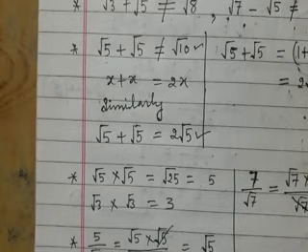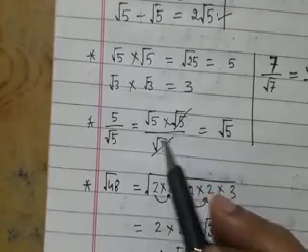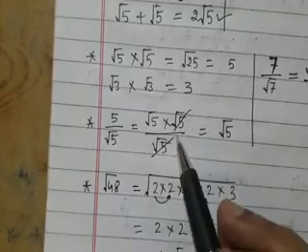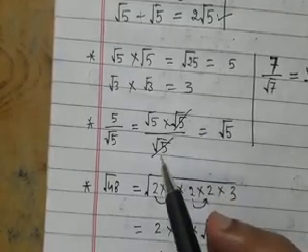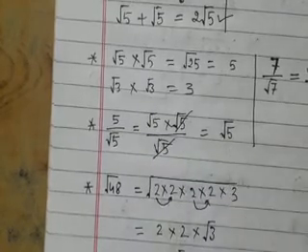Then you take another example 5 upon root 5. Again here 5 can be written as root 5 into root 5. So one of the root 5 of numerator is cut with root 5 of denominator. So only root 5 is remaining.